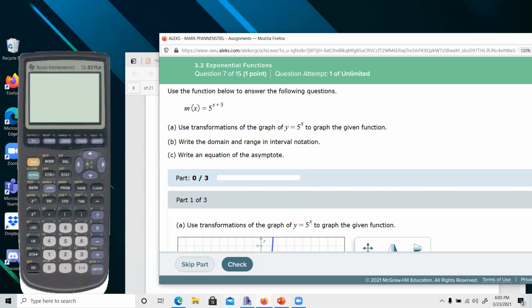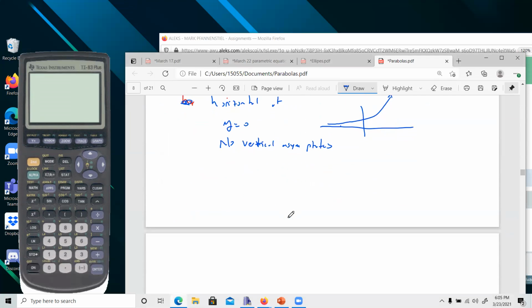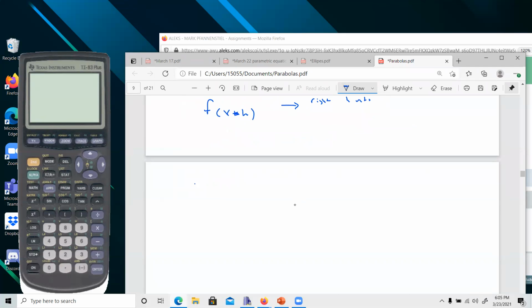Now, do we remember what happened when we had an f of x minus h? It moved it horizontally, and x minus h moved it to the right h units. If positive, then we move it to the left. So if we had the square root of x plus 4, well, when is the square root going to be 0? When x is -4.